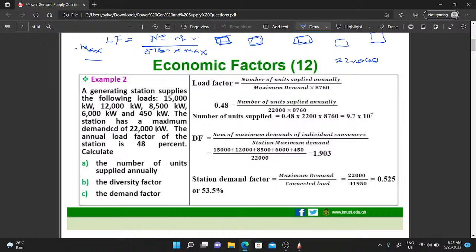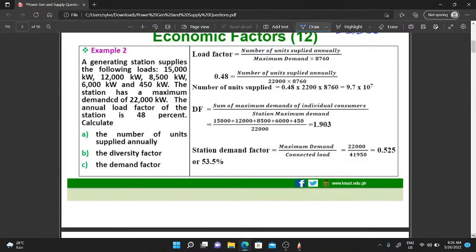So the maximum demand is 22,000 over some of the loads connected. Okay, so it's not the formulas. Someone can write down all the formulas on a sheet of paper, take a picture, and send it to the class group. That's why we can just look at the formulas as we are preparing. Okay, let's move on, please.